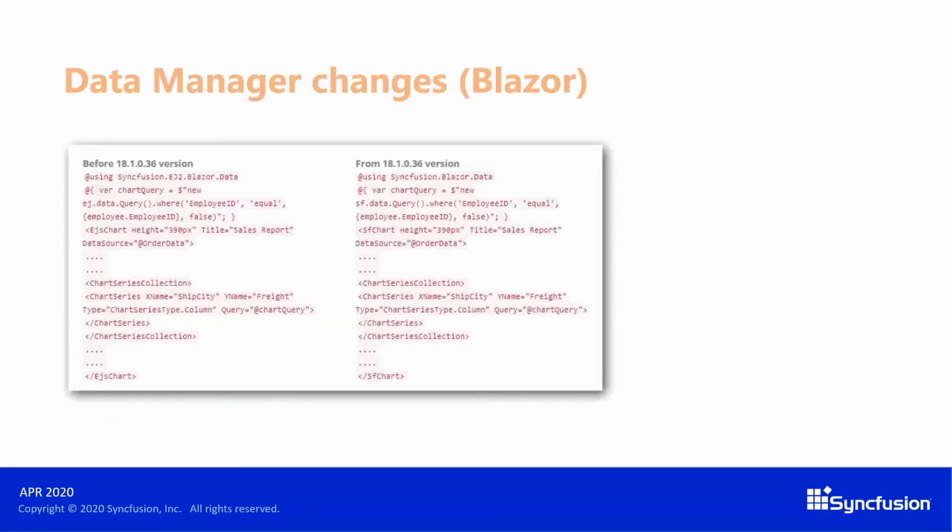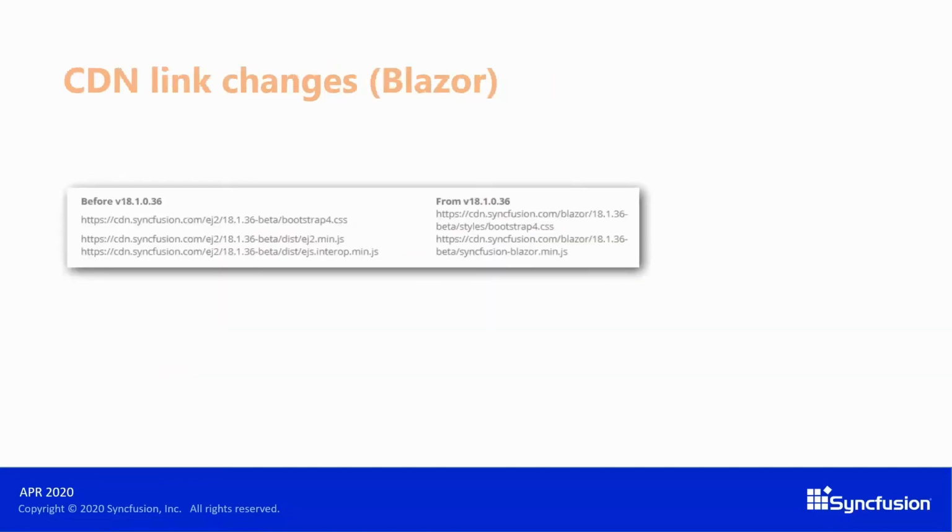And apart from that, for the query initialization in data manager, you should use sf.data.Query instead of ej.data. So this is one such change with data manager. And for the CDN links, the link path has been changed. In the link, we have removed the EJ2; I mean, the EJ2 should be replaced with Blazor.